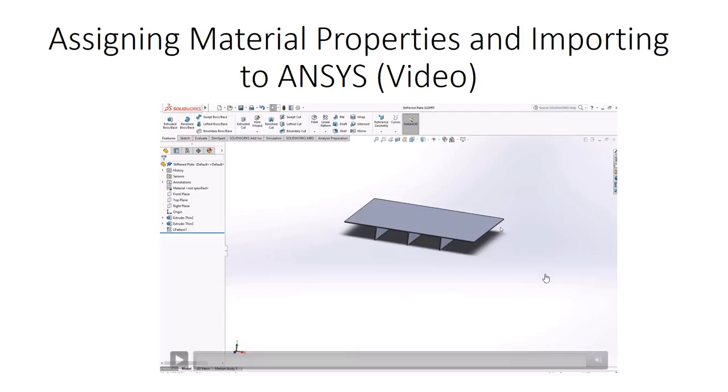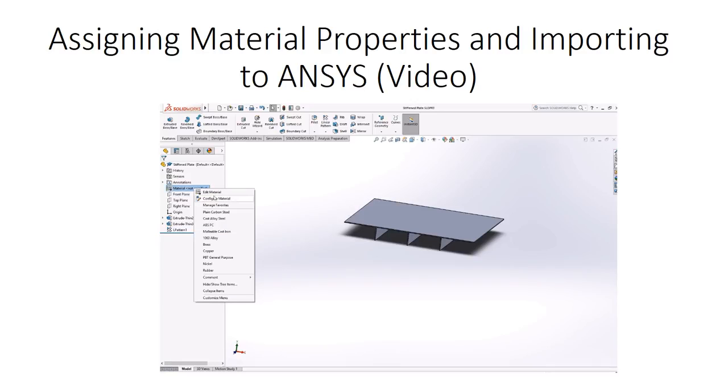And after that, I did some assigning the material properties and then imported it to ANSYS. You can see that here in the second video. So I just show the material. In this case, I used 1060 alloy. So you can see the appearance changed. So if you go into edit materials, you can see all the properties.